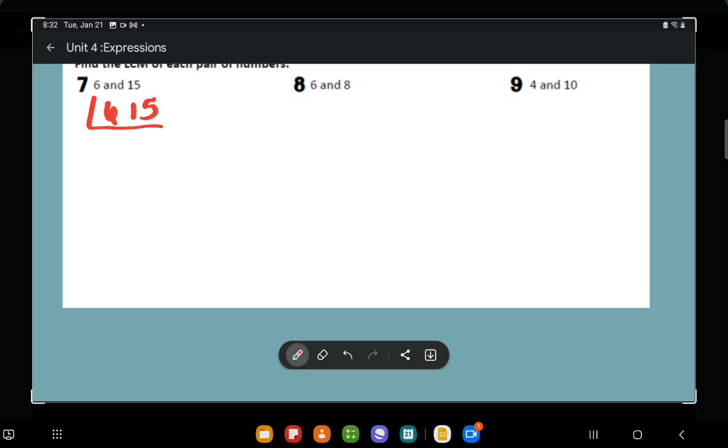6 is even, 15 is not, so we can't use 2. What else do I know about 6 and 15? Some ways to make 6, let's see. You can't use 1, because 1 is never going to be a way to start; you'll just get the same numbers over and over again. 2 times 3 makes 6. 3 times 5 makes 15. Okay, so we can use 3.